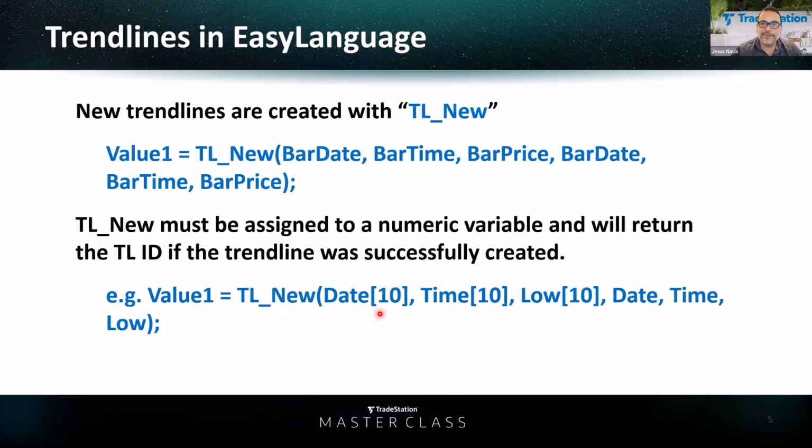And notice the data elements. Date, 10 bars ago. The 10 here in square brackets is 10 bars ago. The time, 10 bars ago. The low, 10 bars ago. And then the date, the time, and the low of the current bar. When you don't have the square brackets and the number inside the brackets, it's just referring to the current bar that is being evaluated.